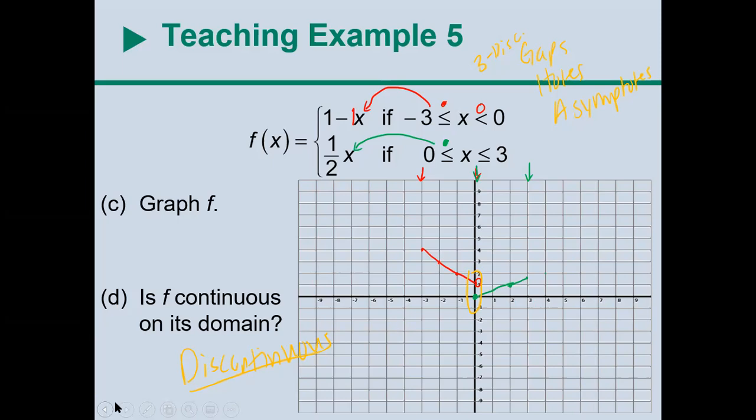It would have been continuous if they overlapped. So where I had that open circle, if my closed circle had come and filled it in, then it would be continuous. Like if this had been 1/2 x plus 1, then these would have overlapped and it would be continuous. But because there's a gap in the function, it makes it discontinuous. Your 3 signs of discontinuity are gaps, holes, and asymptotes.